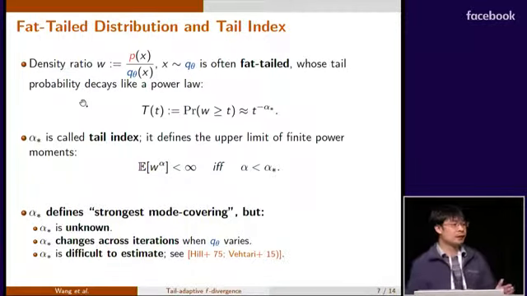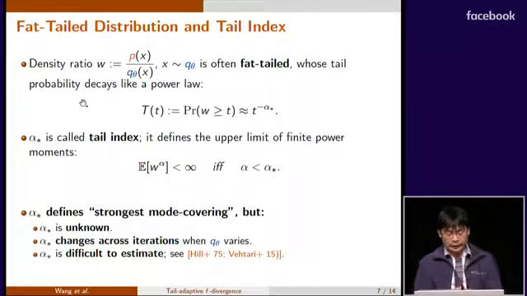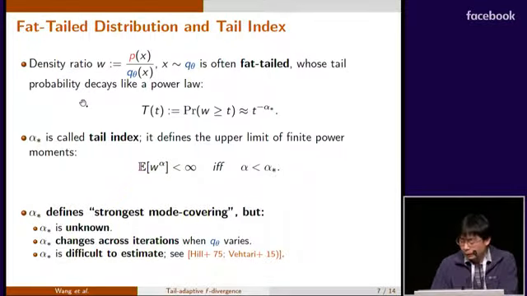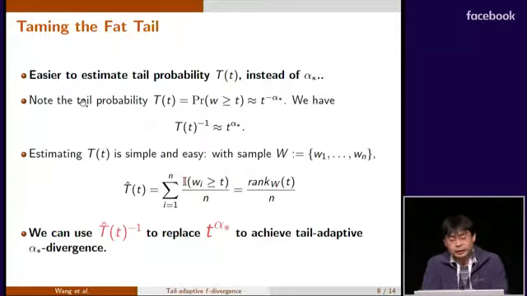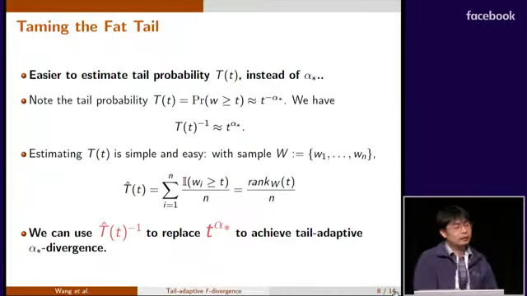Unfortunately, alpha star depends on P and Q in a very complex way. As Q changes, alpha star will change across the iteration. And alpha star, as the tail index, is actually fairly difficult to estimate from the sample. There's a whole literature in statistics on how to estimate the tail index, but essentially the problem is very difficult. So in this work, we have a way to avoid estimating the tail index by instead estimating the tail probability directly.